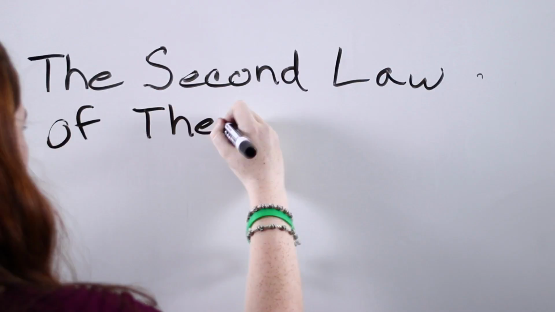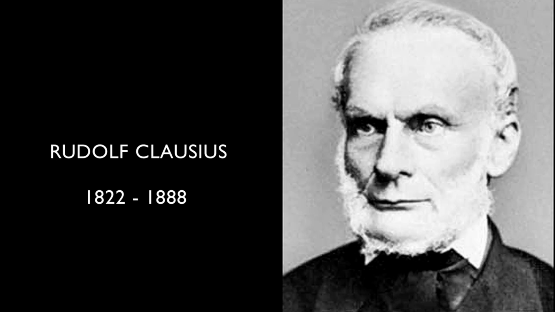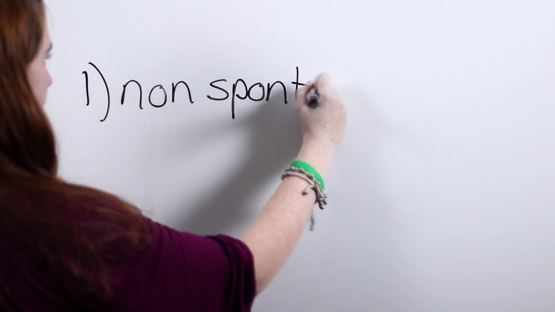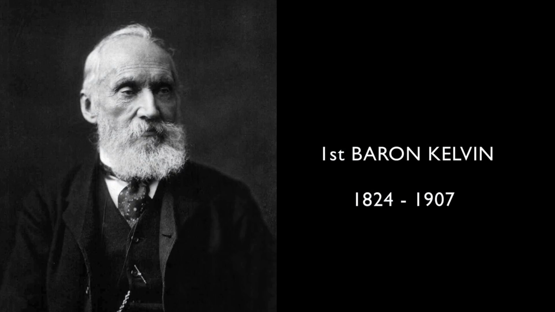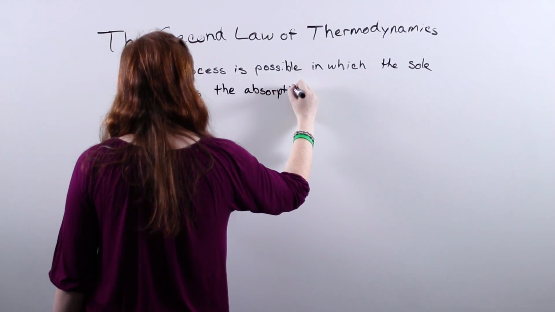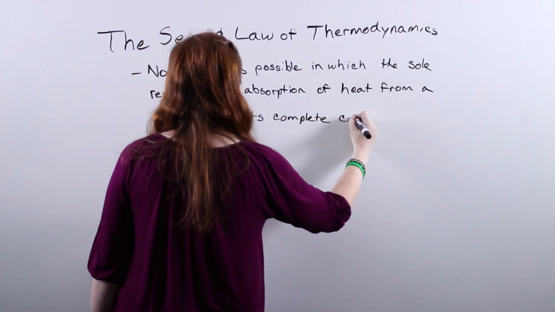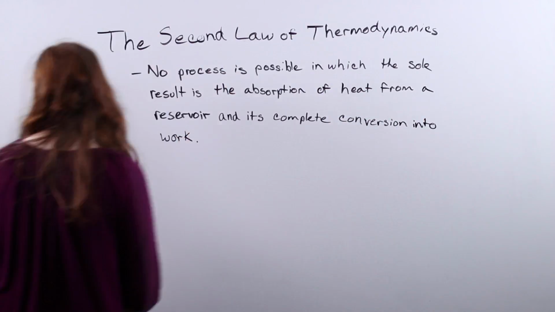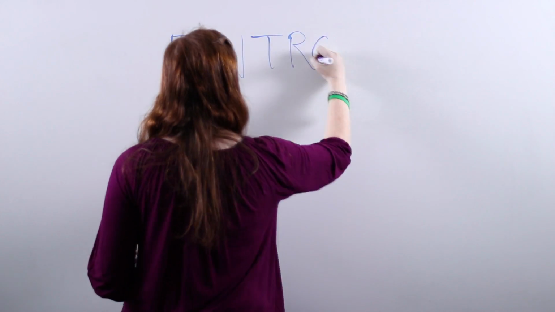The second law of thermodynamics was first formulated by Dr. Rudolf Clausius, and it summarizes two classes of process, non-spontaneous and spontaneous. This was further developed by Kelvin when he said, "No process is possible in which the sole result is the absorption of heat from a reservoir and its complete conversion into work." More simply, you need more than energy for a reaction to be spontaneous. Entropy.